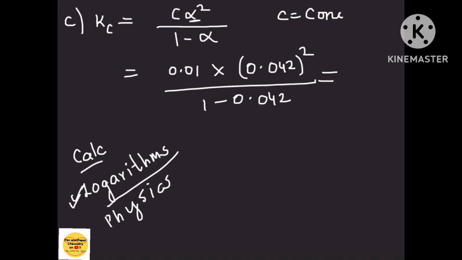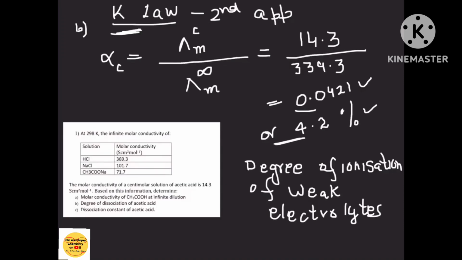Now let's solve it. 1 minus 0.042, and this is the expression. The final value we get is 1.84 into 10 to the power minus 5. Now usually, because it's a constant, we will not worry about the unit, although you can still give it a unit, based on the concentration units here. So we get the value of the dissociation constant from the degree of dissociation that we have obtained from the previous part.